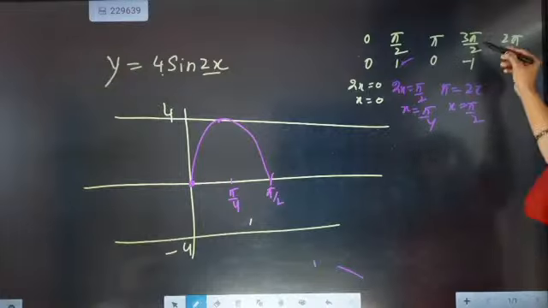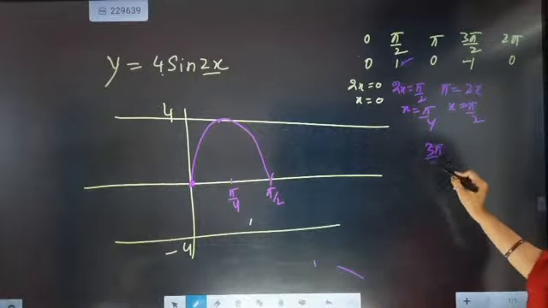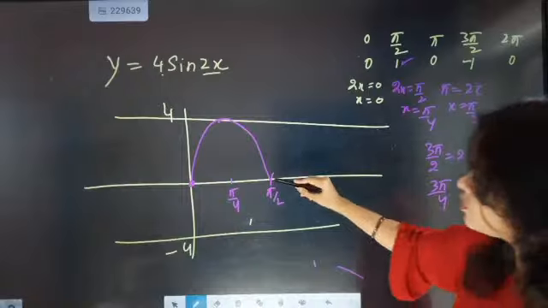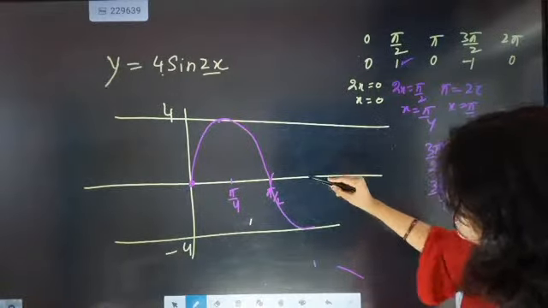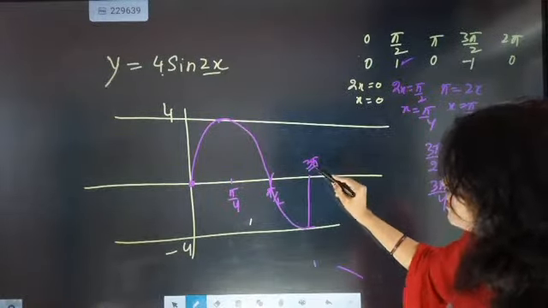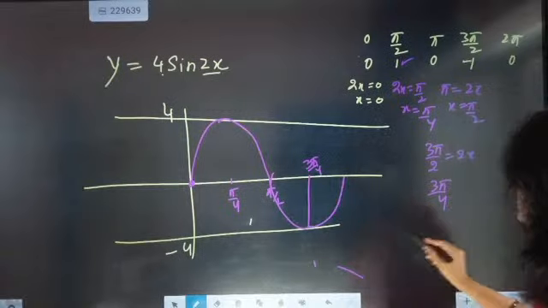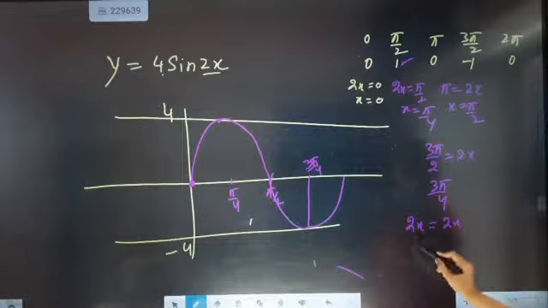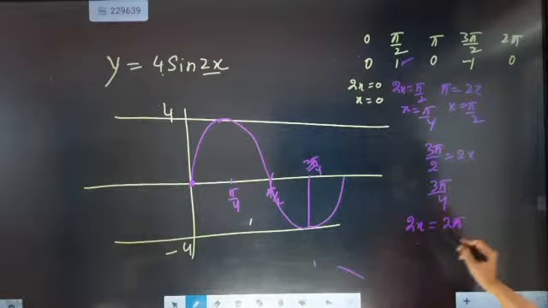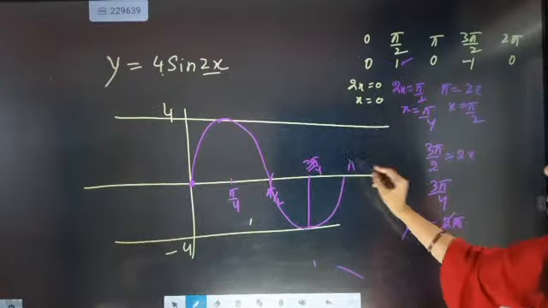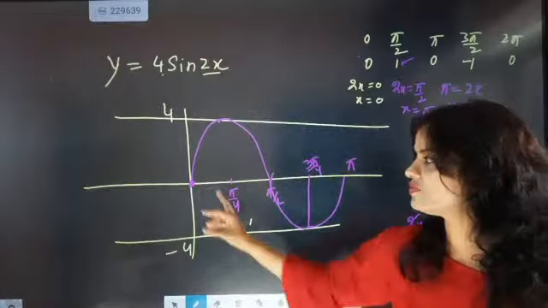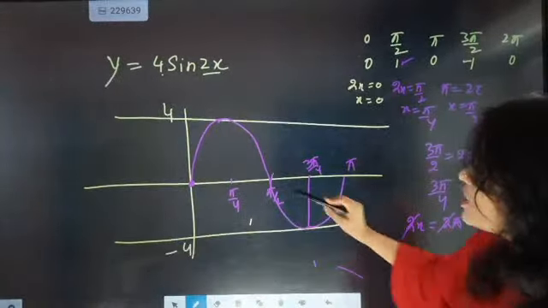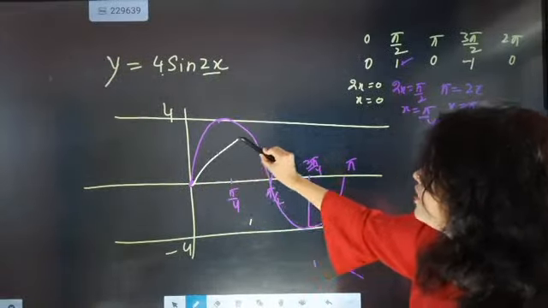Okay. Now next, 3 pi by 2. We need to get minus 1, so it will be 2x equal to 3 pi by 2, so x is 3 pi by 4. So it is going to come at 3 pi by 4 here. And then 2x will be equal to 2 pi, so x will be exactly equal to pi. See, the angle became totally half. Initially, the original curve of sine goes like this.